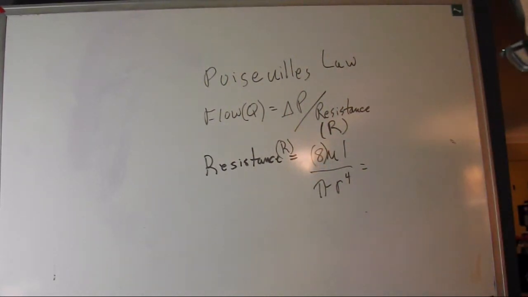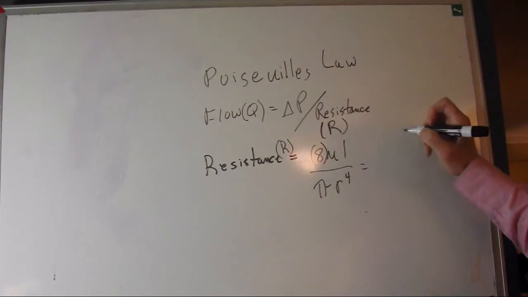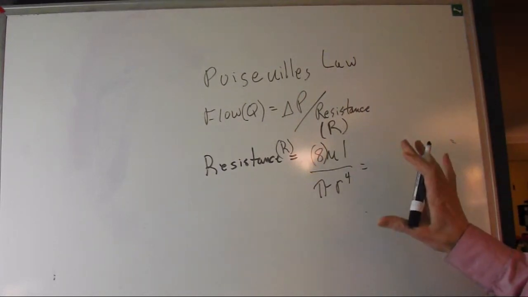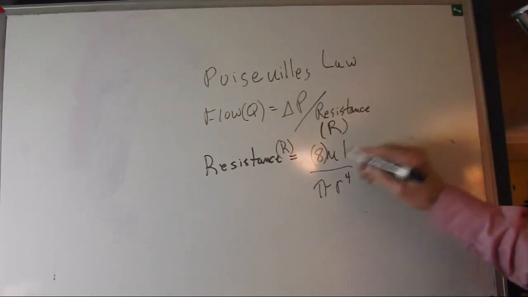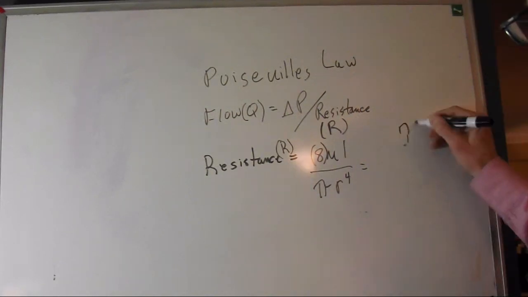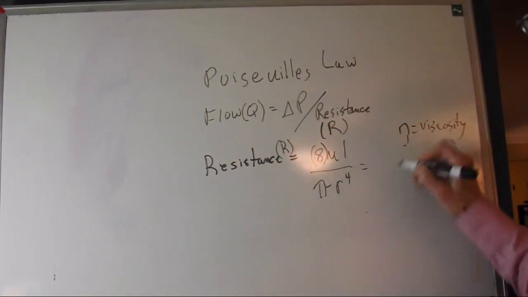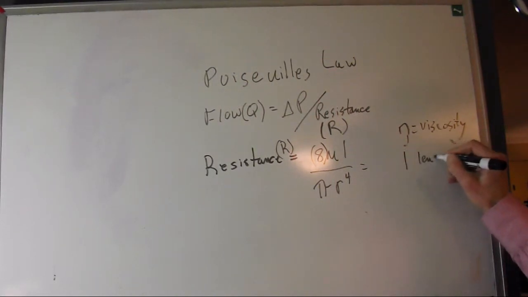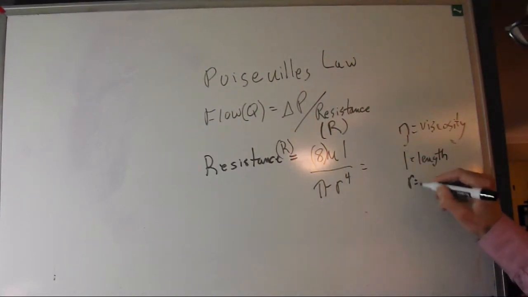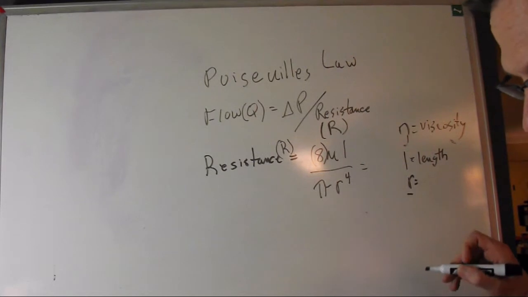So take a deep breath in. This is all numbers. You will be relieved at the end of this. 8 is a number that doesn't change. Nu is the viscosity of the blood. That doesn't change. L is the length of the vessel. That doesn't change. Radius is the only factor that does change.